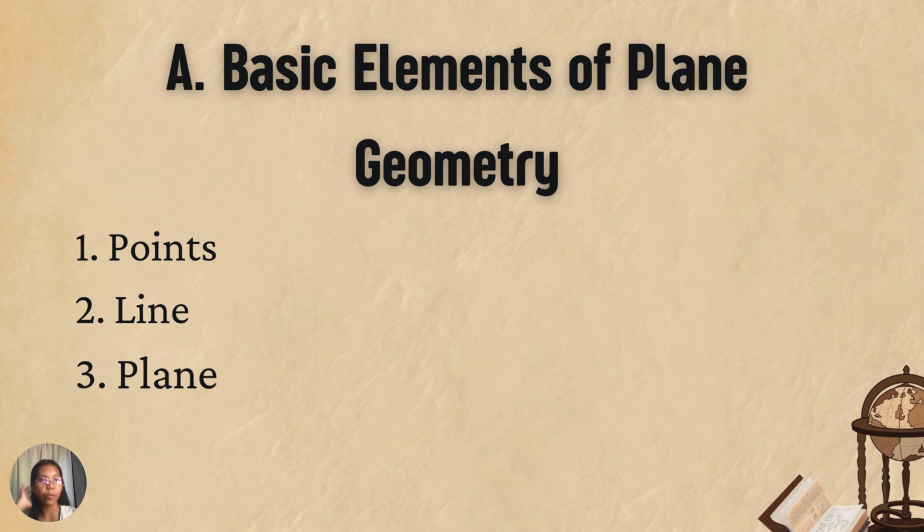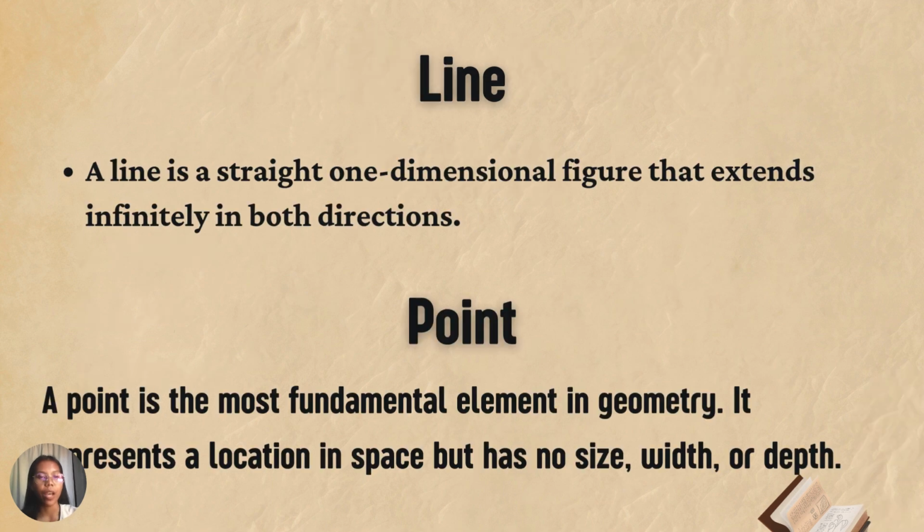Okay, let's move to the basic elements of plane geometry. The first one is the line. So a line is a straight one-dimensional figure that extends infinitely in both directions.